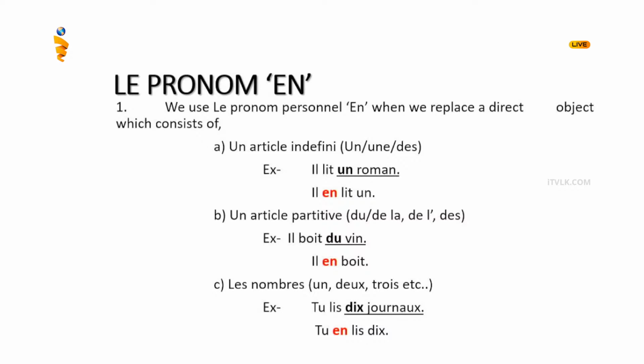Next one. If you have a direct object that consists of numbers, like un, deux, trois, quatre, a number 1, 2, 3, 4. Okay, so if you have such a direct object, there again you can replace that by using the pronoun en. But here also you have to be careful. After replacing the direct object by using en, you have to repeat the number. Look at the example. Tu lis 10 journaux. This is a number. So after replacing the direct object by using en, you have to repeat the number. You have to say tu en lis 10. I think it's clear for you.